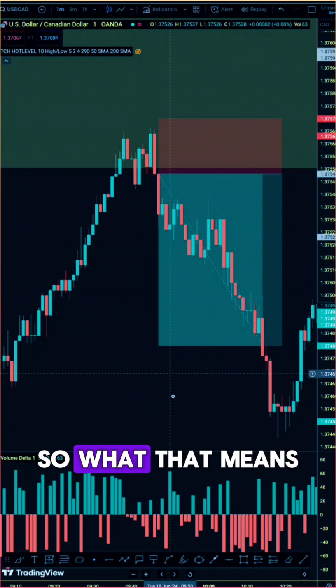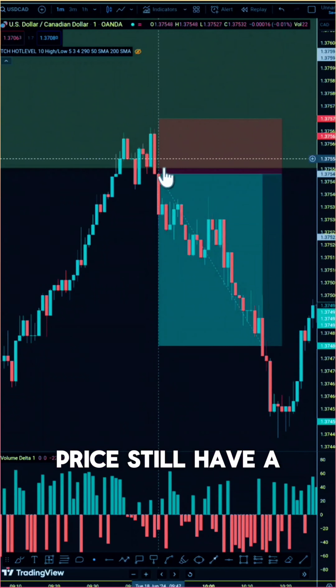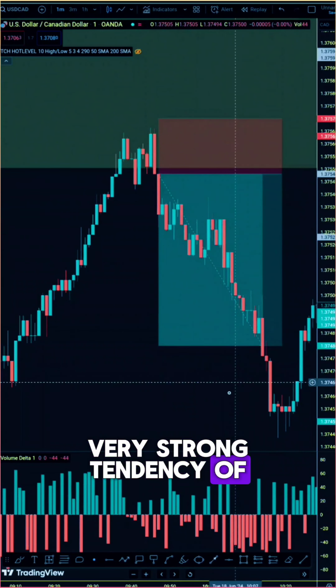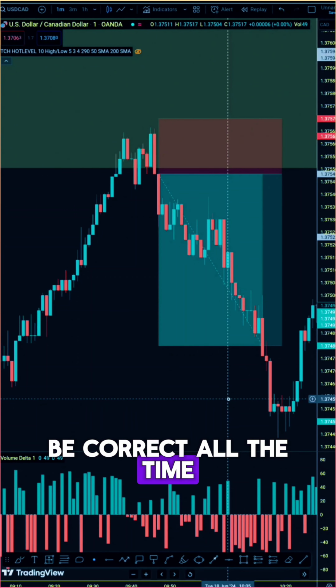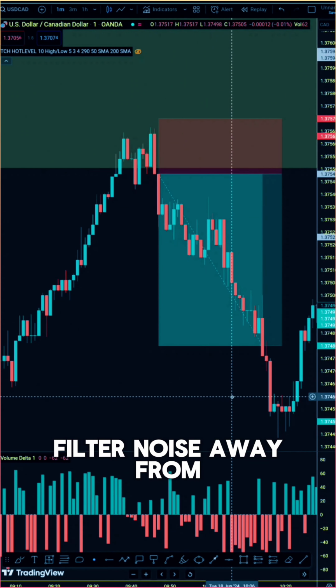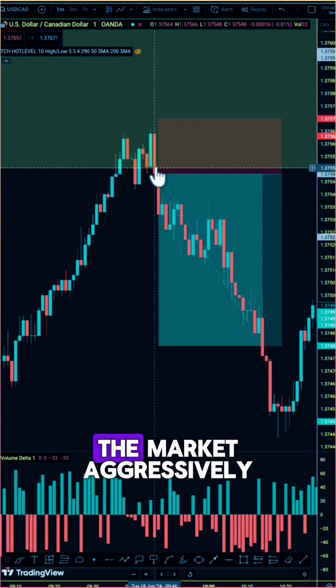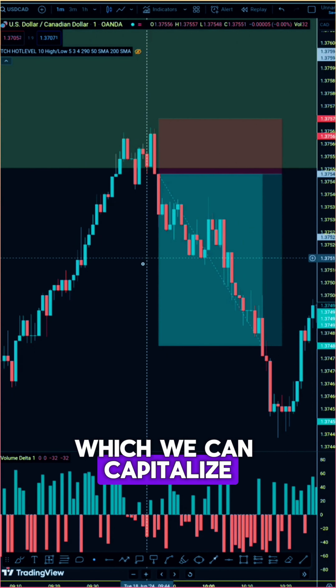All right, so what that means is that for some time price still has a very strong tendency of pushing to the downside. Now, you're not going to be correct all the time, but this is going to help you to filter noise away from your trading. Sellers are stepping into the market aggressively, which we can capitalize on and get into the trade.